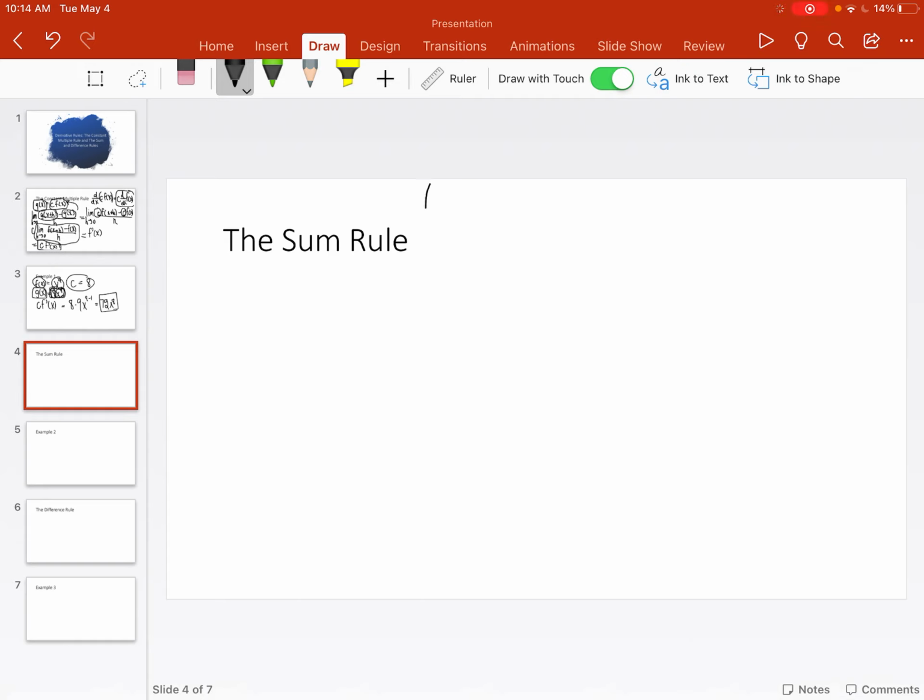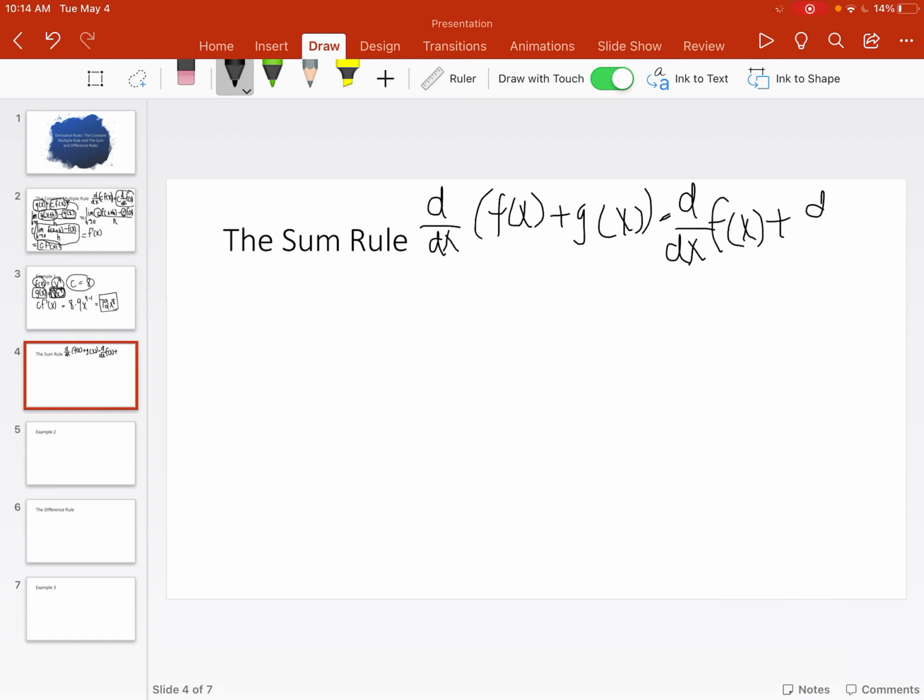Just going to write this again somewhere on the top. So again, we've got our f of x and g of x. Actually, I'm just going to write the rule. So we've got our f of x and our g of x. So the sum rule states that the derivative of the sum of these two functions is equal to the derivative of each function on its own and then added together.